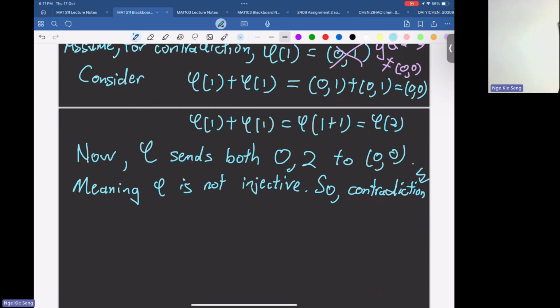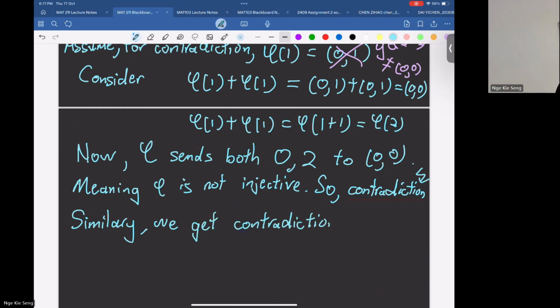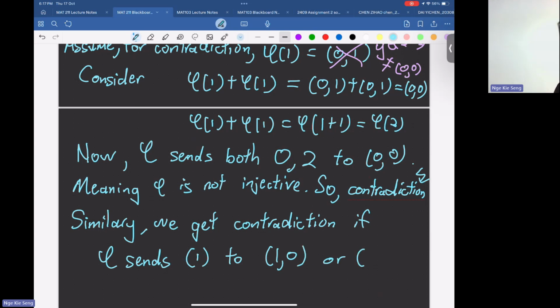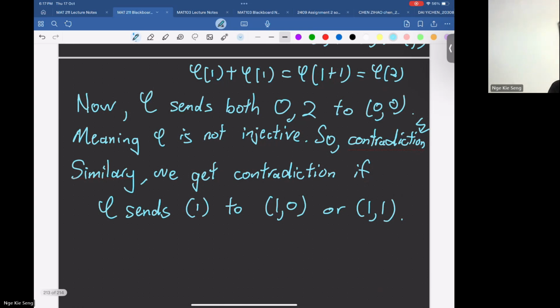So similarly, we get contradiction if phi sends 1 to 1, 0 or 1, 1. Okay, so in all cases we get contradiction. Any question? No, we don't have an isomorphism between them.